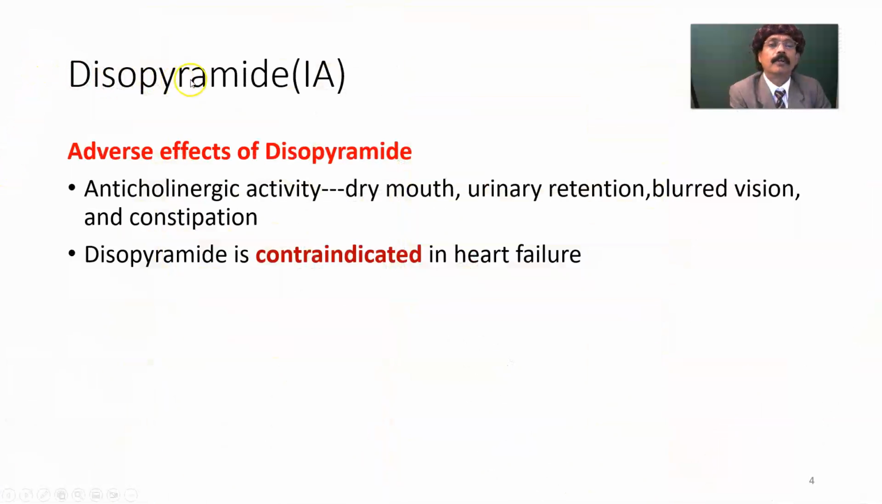Disopyramide is one of the 1A group. Adverse effects include anticholinergic activity, manifested by dry mouth, urinary retention, blurred vision, and constipation. Disopyramide is contraindicated in heart failure.